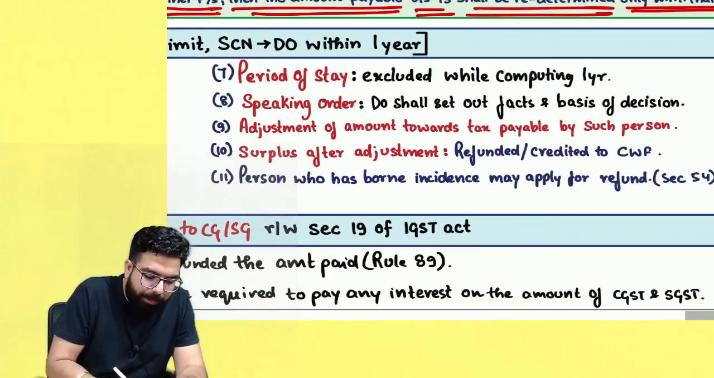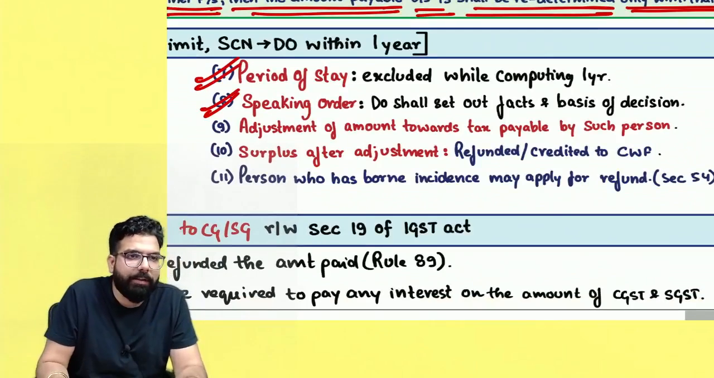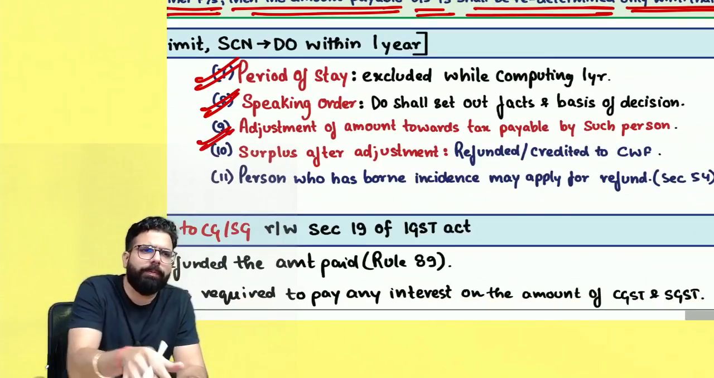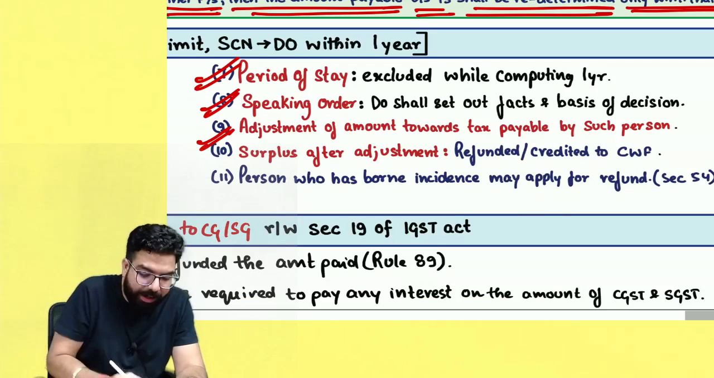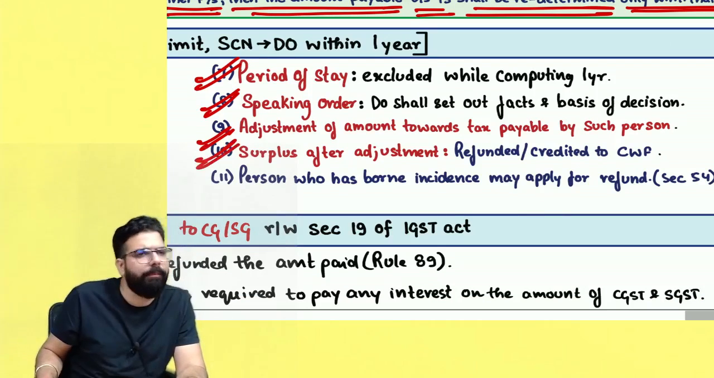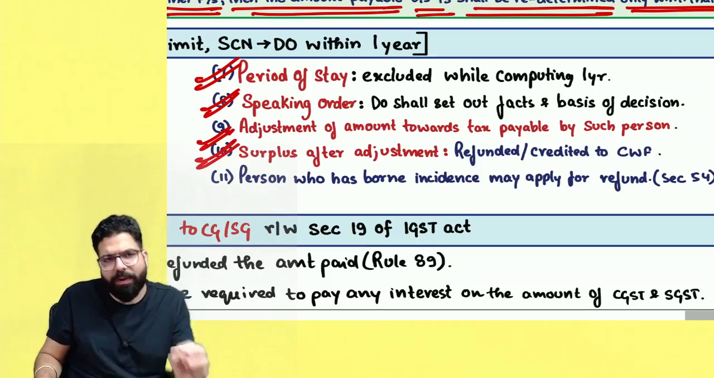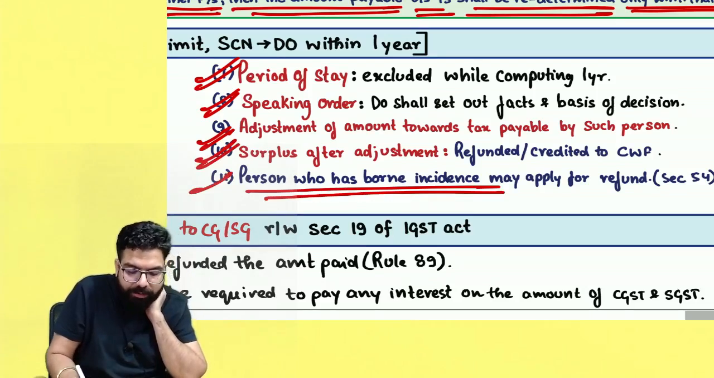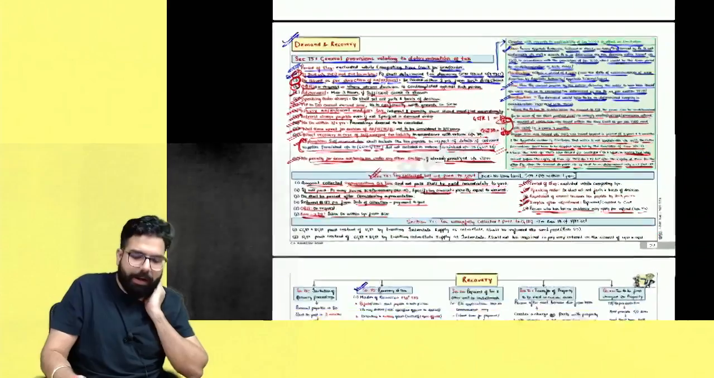Point is clear over here. Period of stay will always be excluded. Whenever they pass an order, it will always be a speaking order. Adjustment of tax: if any amount of tax was payable by such person, that amount will be adjusted. Any surplus will be refunded to you, or it will be put in the consumer welfare fund. Person who has borne the incidence may also apply for a refund under section number 54.